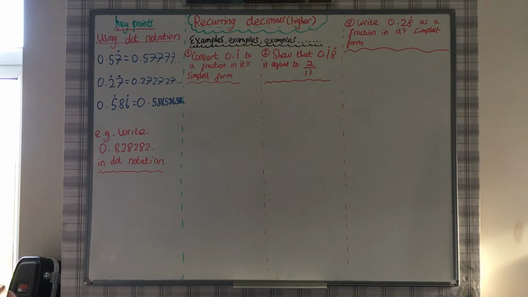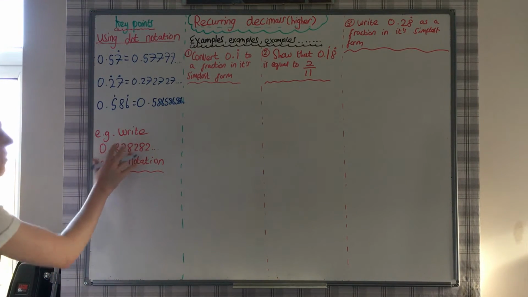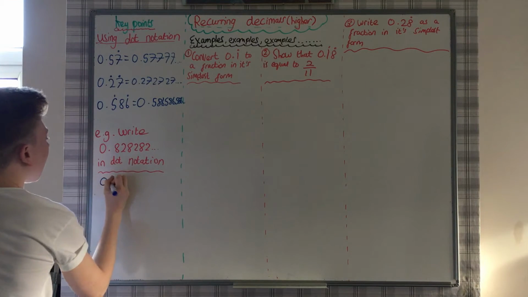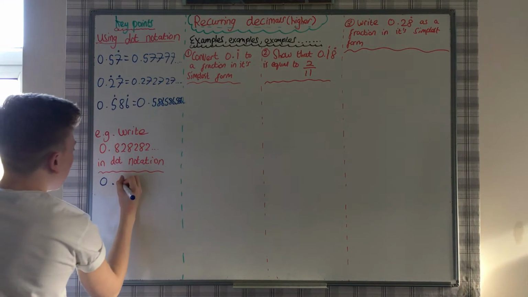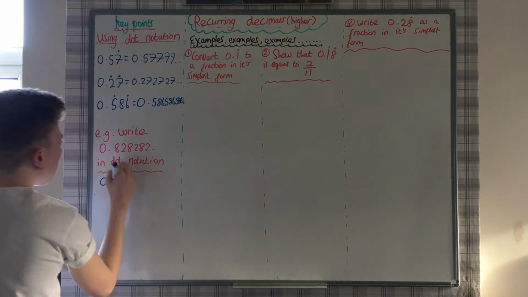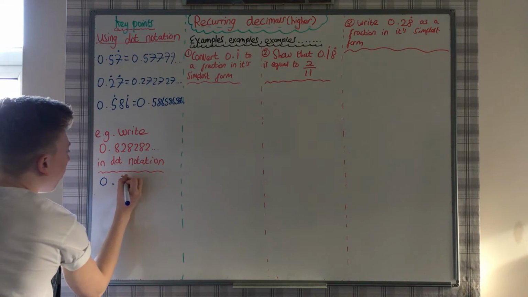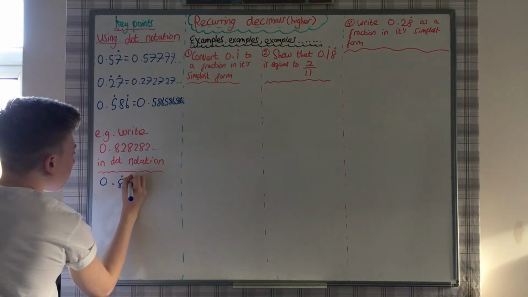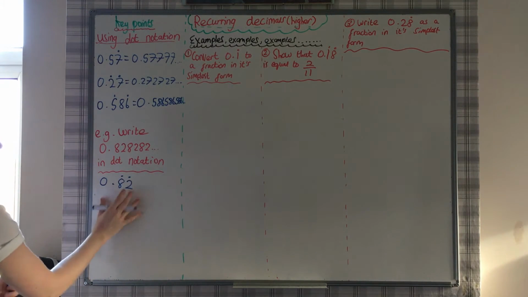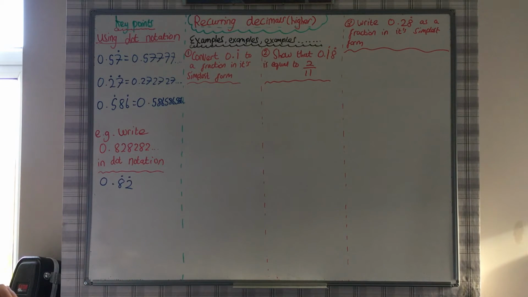Okay guys, hopefully you've had a go at that question. So the way we write this in dot notation is similar to this one. It will be 0.82 with a dot above both of them, okay? So that is how we write this in dot notation.